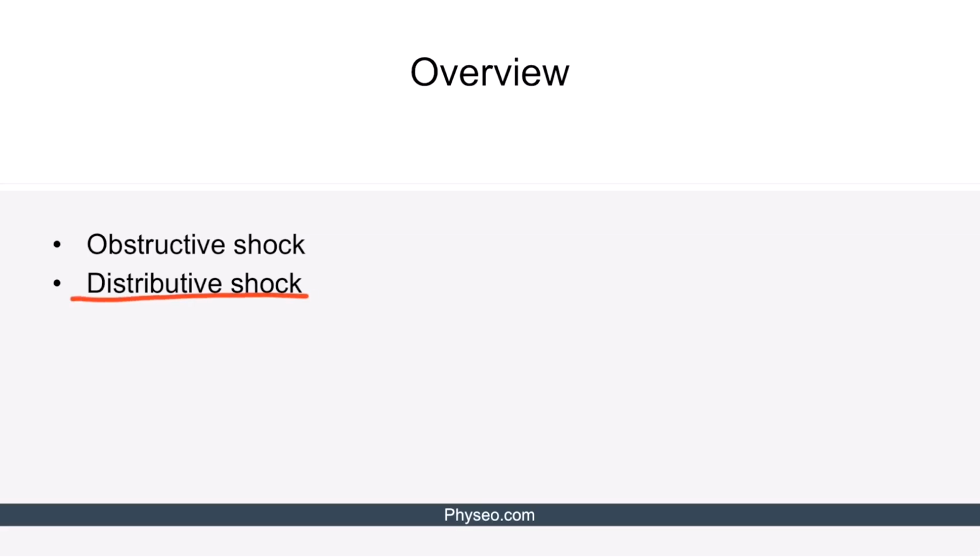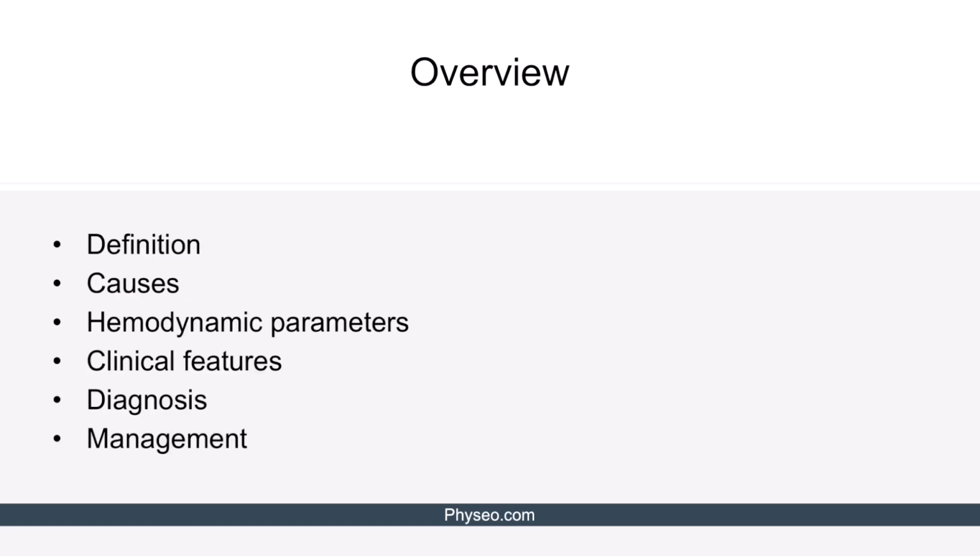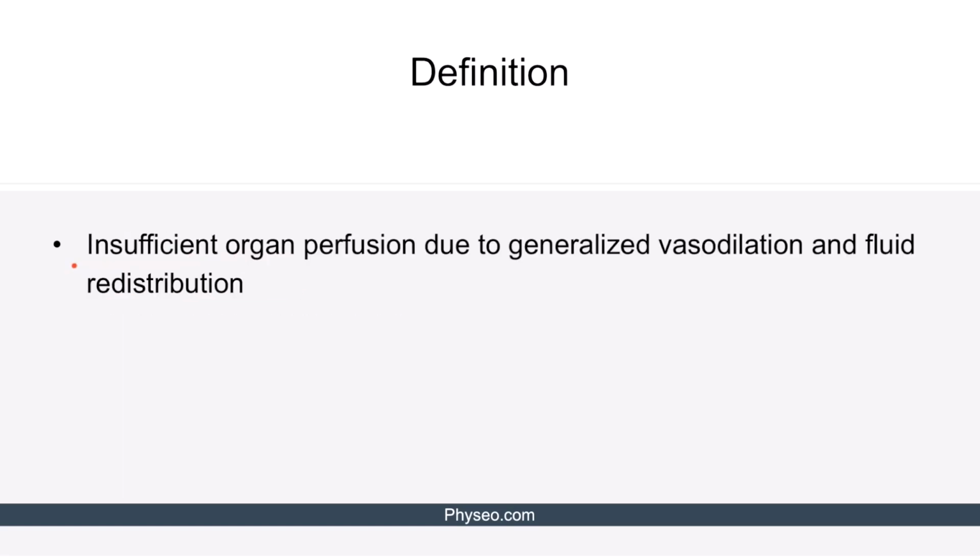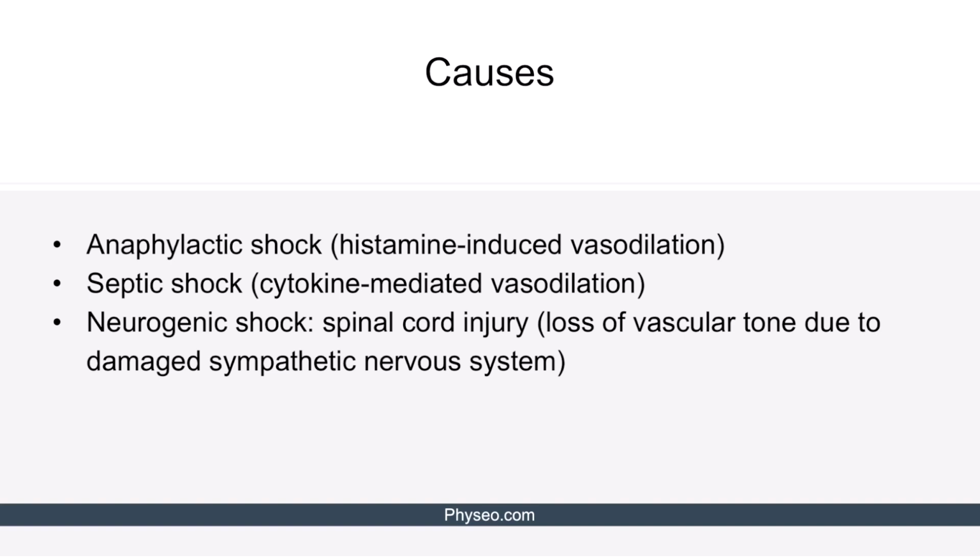Now let's move on to distributive shock, and here's a reminder of the sequence that will follow, starting with definition. Distributive shock is insufficient organ perfusion due to generalized vasodilation and fluid redistribution. The three general types of distributive shock are anaphylactic shock, septic shock, or neurogenic shock.